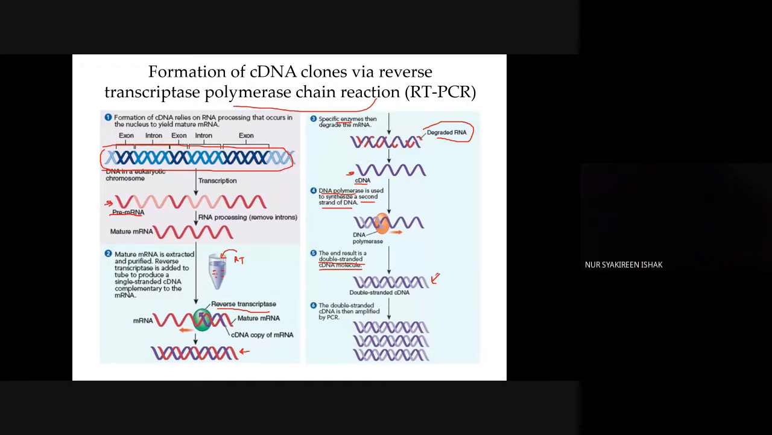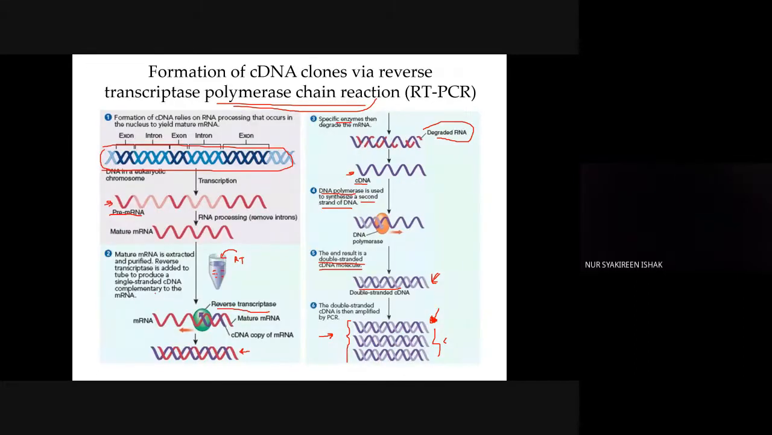So daripada satu molekul DNA ni, through PCR, polymerase chain reaction, the machine will amplify, will make many copies of the cDNA molecule. So now you have many copies of the cDNA molecule for the gene that synthesizes insulin, for example. Daripada satu copy, you have many copies for the gene that can synthesize insulin. This is just an example, okay? For example, insulin.